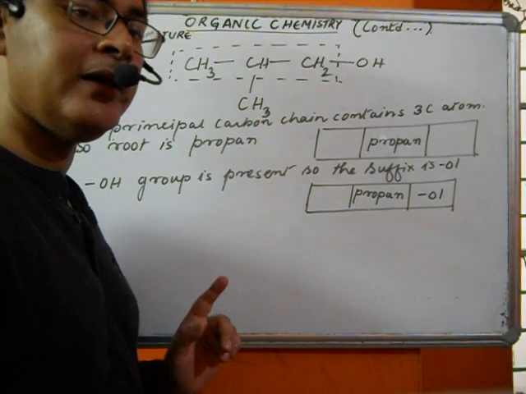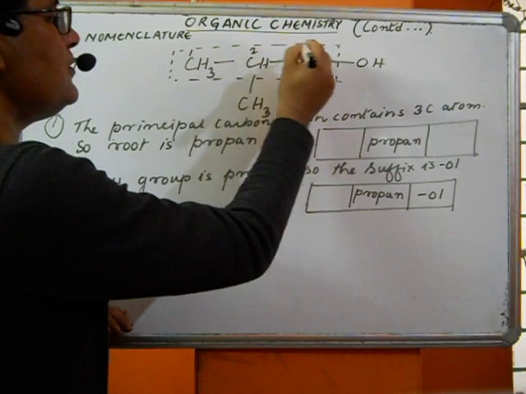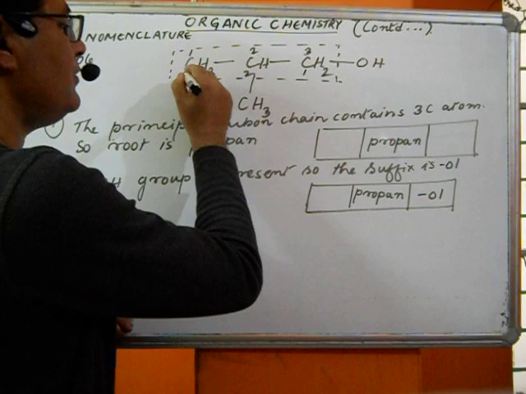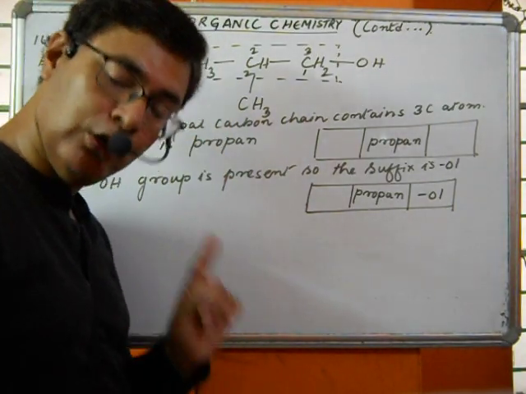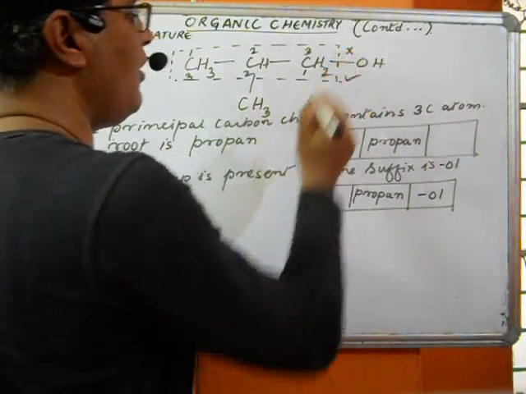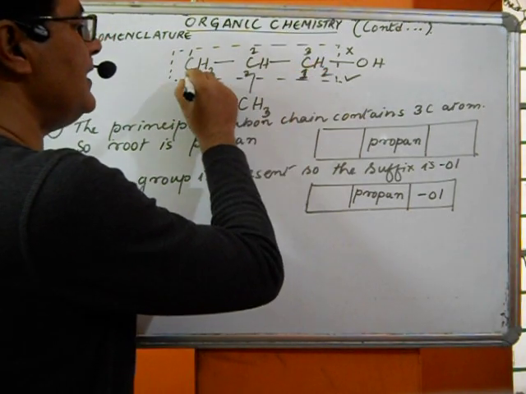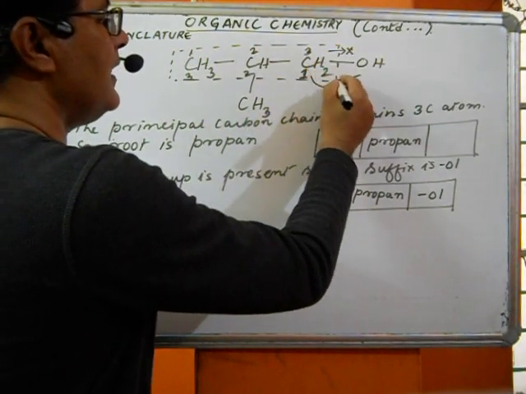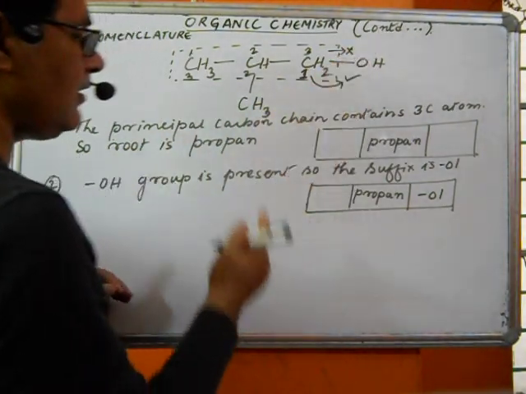Now comes numbering of the carbon chain. I can number it in this way, 1, 2, 3, or I can number it in this way, 1, 2, 3. Remember, the functional group always gets the lowest location number. So this is the correct numbering. This is the wrong numbering. So this is the correct numbering, 1, 2, 3. Not 1, 2, 3. This is the wrong location and this is the correct one. Right? So what is the position of the alcohol?